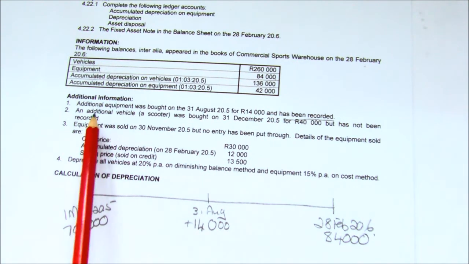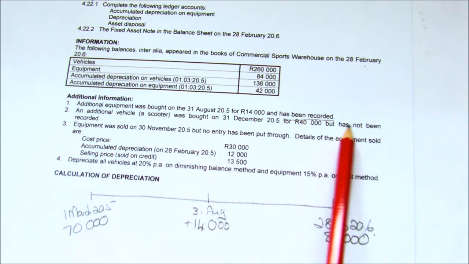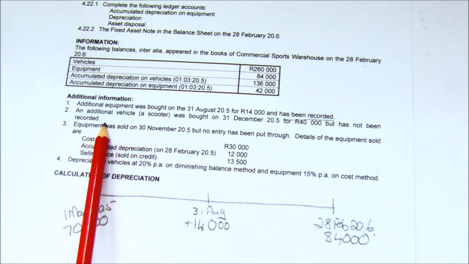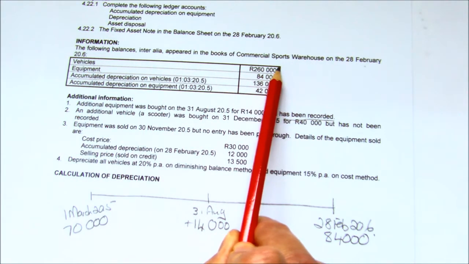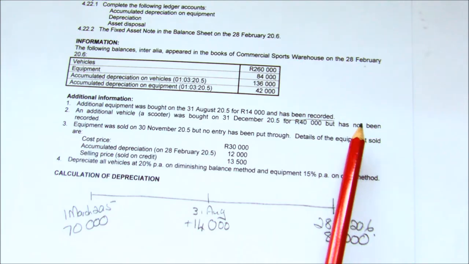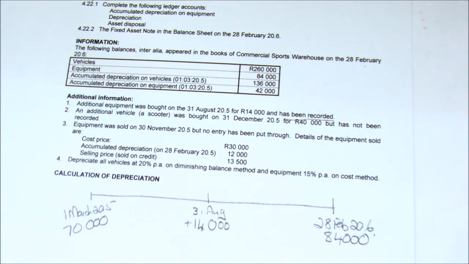And the reason why we do that is because it has been recorded. Compare that to the next one. An additional vehicle was bought on the 31st of December, but has not been recorded. So in that case, the vehicles of 260,000 is the beginning of the year figure. You're then going to add on another 40,000, and you'll have 300,000 at the end. Now that's going to affect the depreciation on the vehicles. But right, let's just carry on with the equipment.